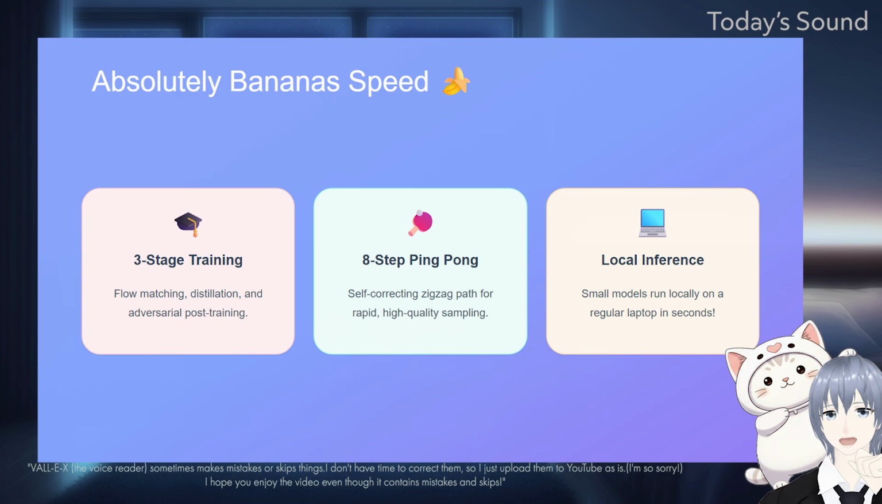The model takes a step toward the clean audio, adds a little bit of noise back in, and refines it again. This self-correcting zigzag path allows them to generate several minutes of audio in less than 2 seconds on a high-end graphics card, and even a small model can run locally on a regular laptop in just a few seconds.